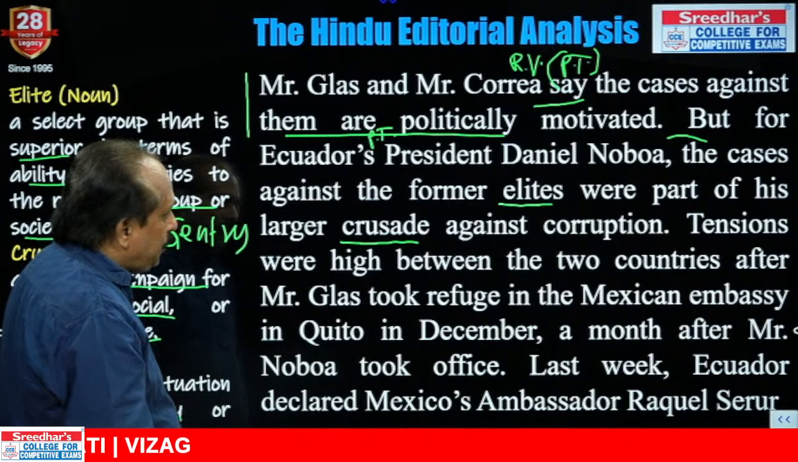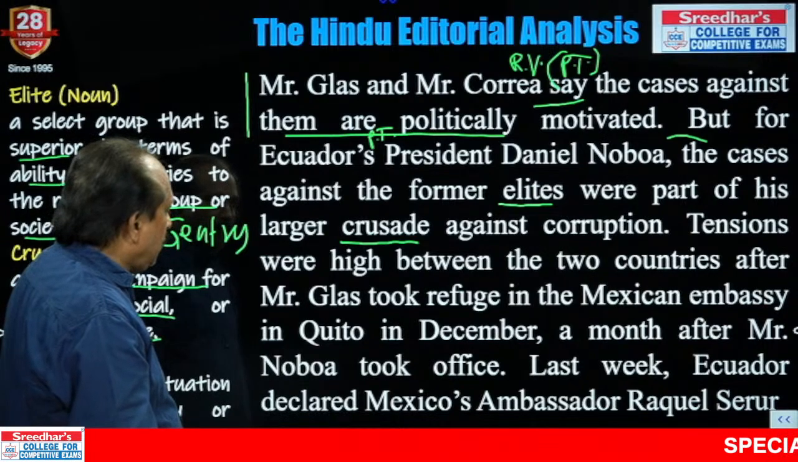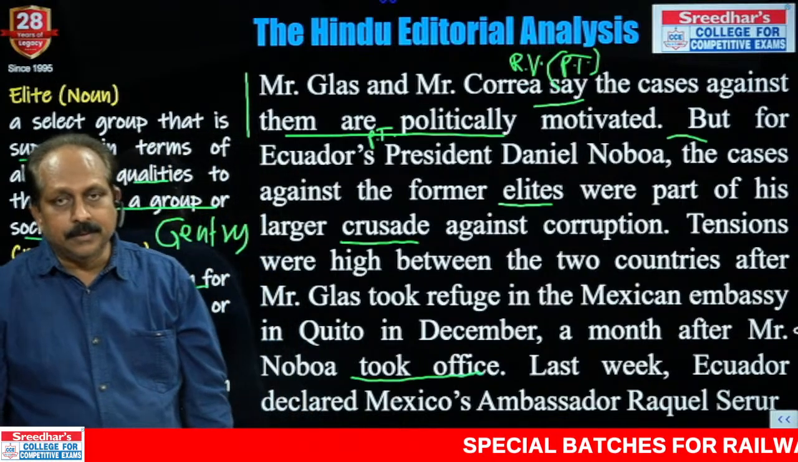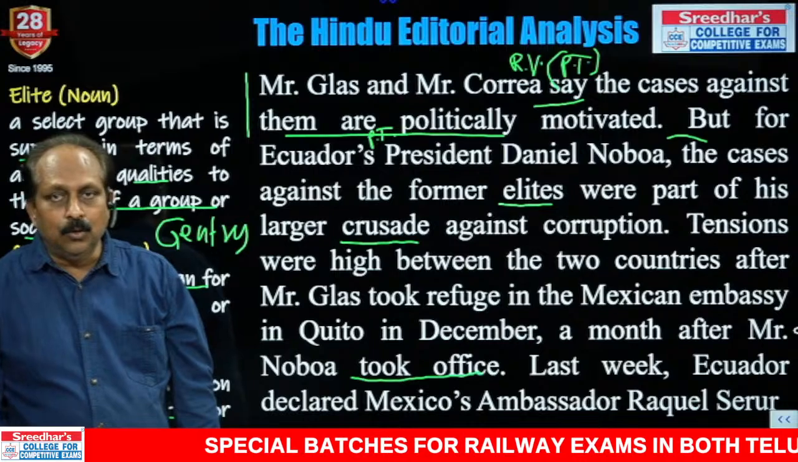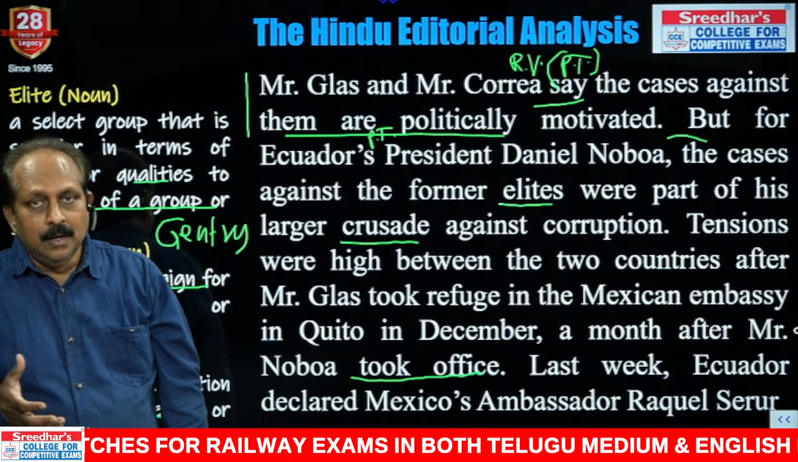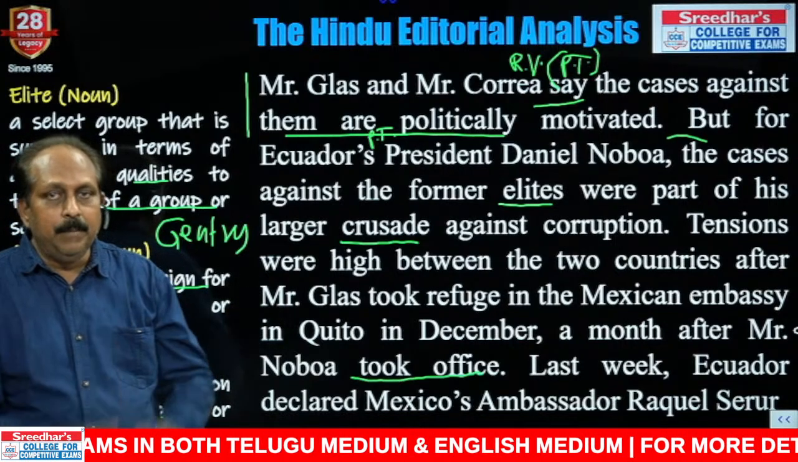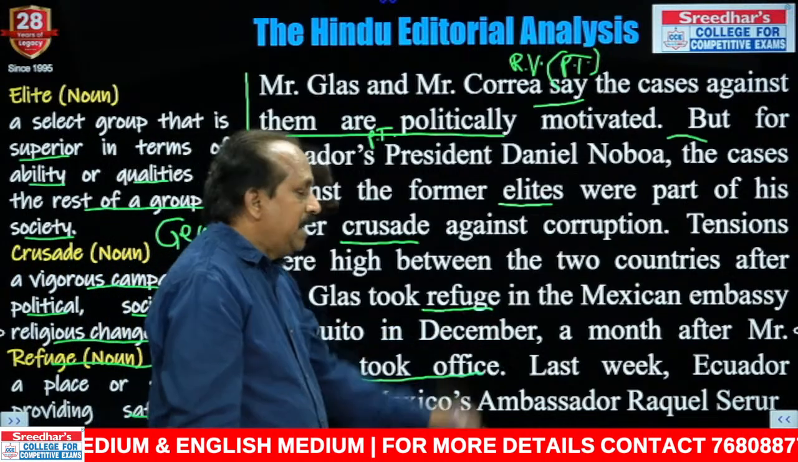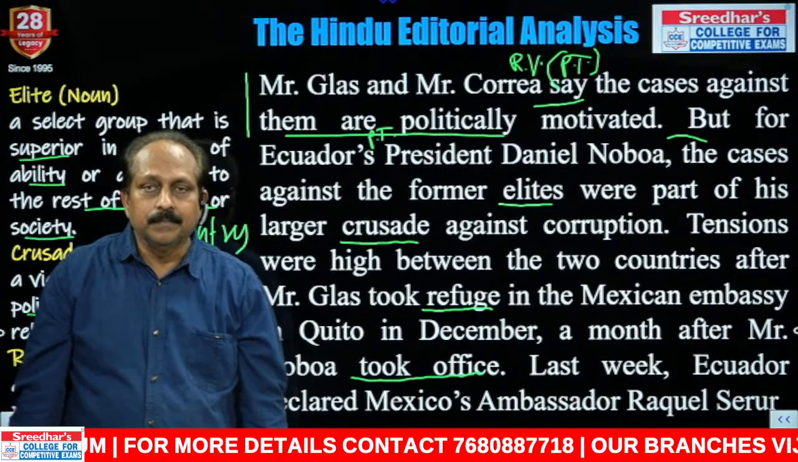Glass took refuge in the Mexican embassy in Quito in December, a month after Noboa took office. Take office, present, past, took office. The current president, or the incumbent president, took office sometime, and one month after that, the former vice president took refuge in the Mexican embassy. There's one important word here, refuge. Take refuge, took refuge, seek refuge, also you can say.